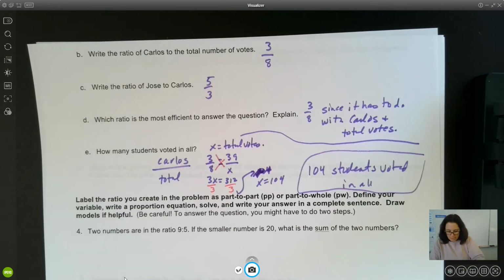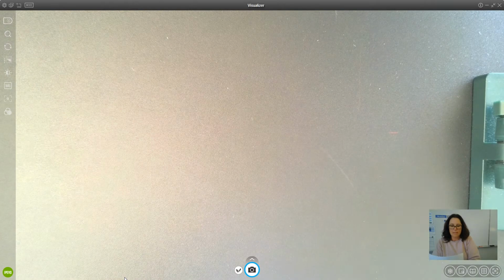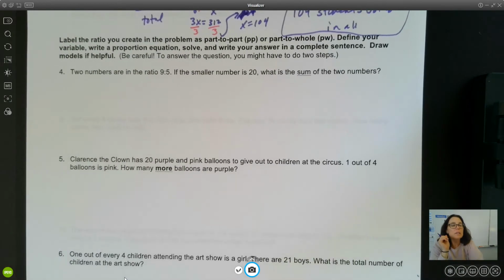Now for the rest of these, I think it's the rest. Let me take a peek. Yep, the rest of these problems. Oh, there's another page. Yep. For the rest of them, we are labeling the ratio you create in the problem as part to part, PP, or part to whole, PW. Define variable, write out and equate a proportion, solve, write your answer in a sentence, draw models if helpful. Be careful. To answer the question, you might have to do 2 steps.